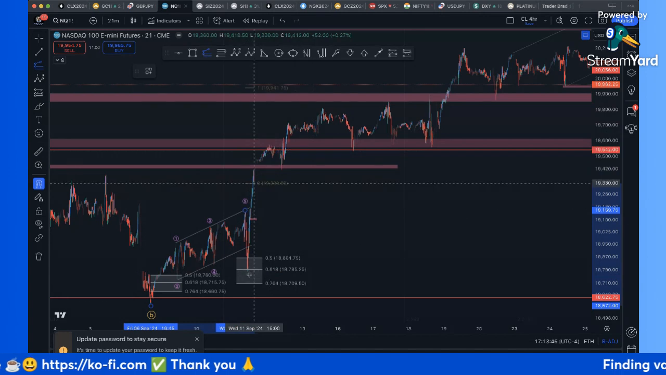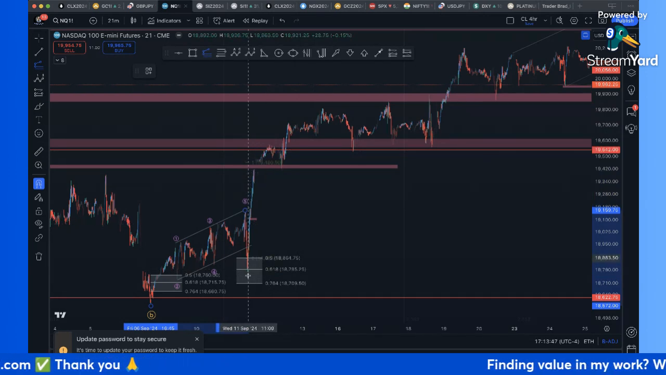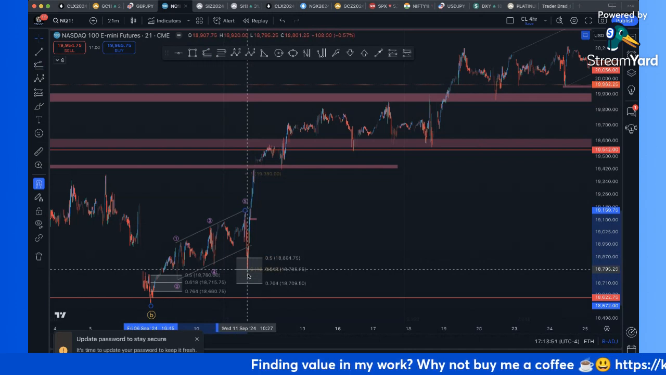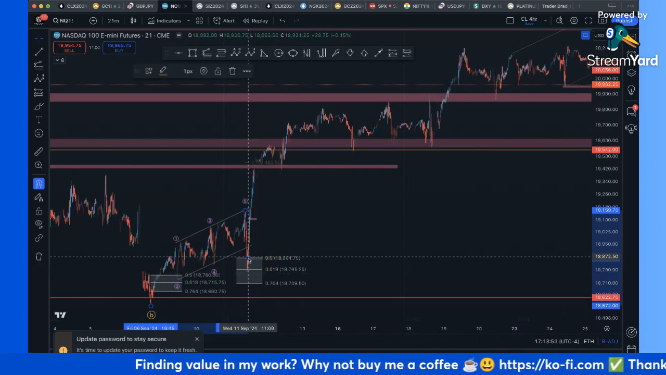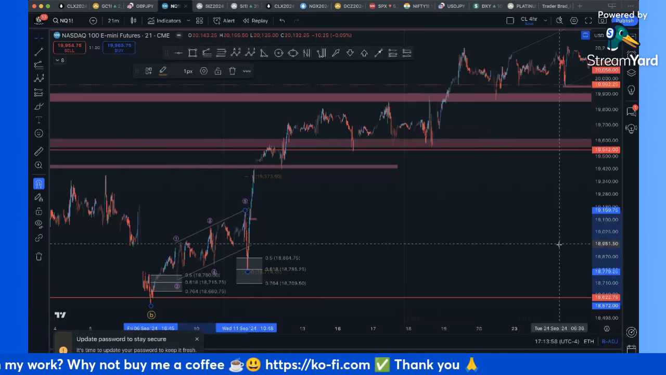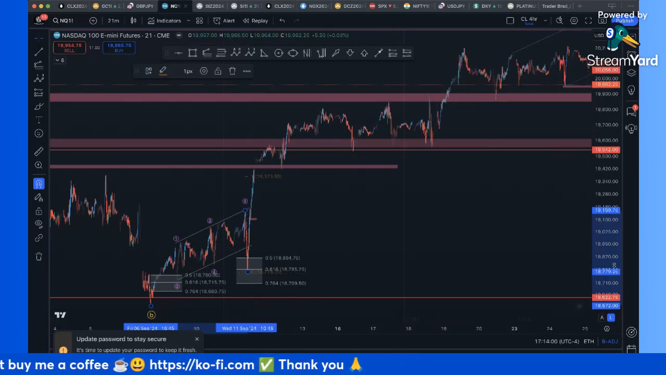18,779. Again, I got to turn the magnet off, because what I'm trying to do is get this right on that swing low. I'm having a hard time getting it to stick right on there. I'm looking over here, 18,779.25.